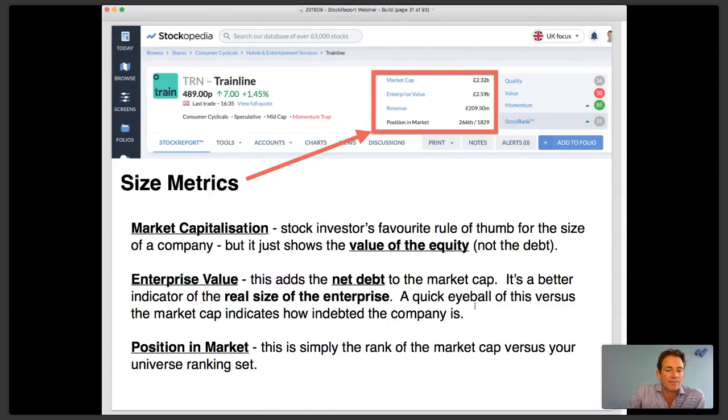The enterprise value adds the net debt to the market cap. So it's a much better indicator of the real size of the enterprise. You think about it, a stock will have all its equity and then it will borrow money on top of it. So the enterprise value gives you all of that, netting out any cash balances. So in a quick flash, you can see if the enterprise value is significantly bigger than the market cap, you can see how much net debt they've got. So actually, the top of the stock report is giving you quite a lot of information. Also, there's a sales value there. So, lots of useful information in there. And the position in market just shows the relative size of the company against the rest of the market. So if it's first, it means it's the biggest in the market.